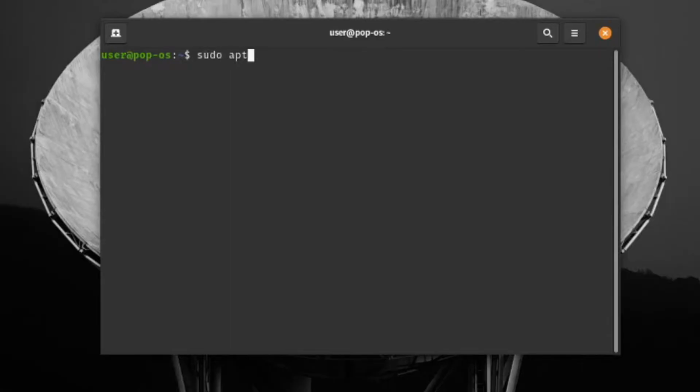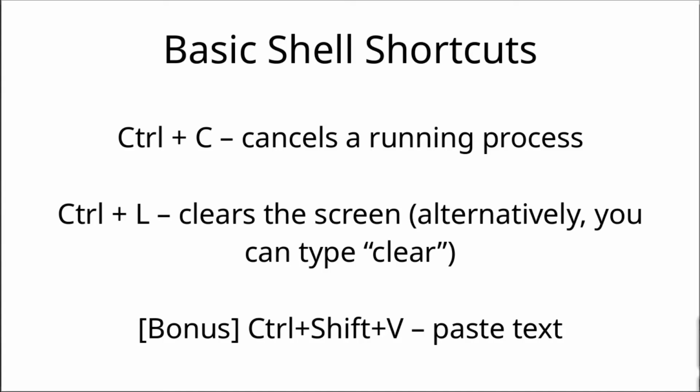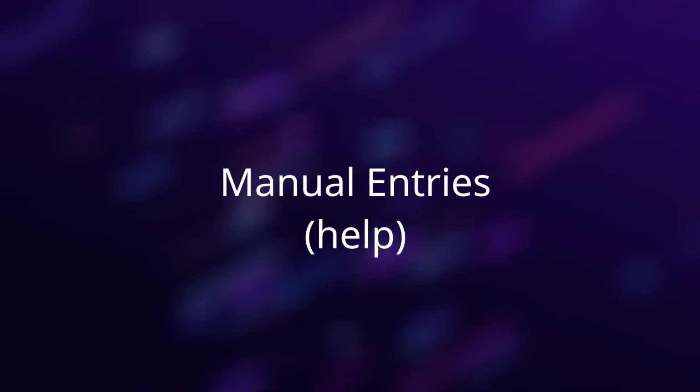Sudo apt update looks for updates. Sudo apt upgrade applies those updates. You can also install snaps and flatpaks in the terminal if it's not in your package manager. Now there are two basic shortcuts I want to show you. If the terminal is too messy, you can press Ctrl+L to clear the screen, and if a process is running in the terminal, but you want to cancel it, press Ctrl+C.